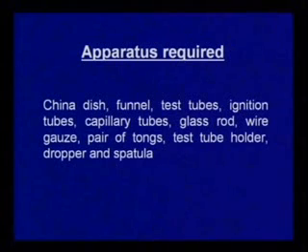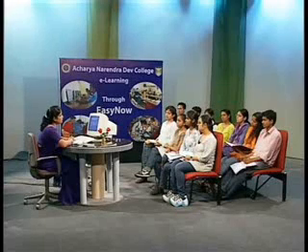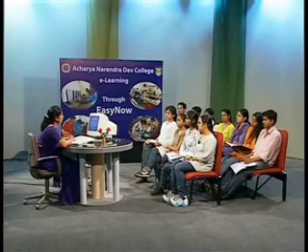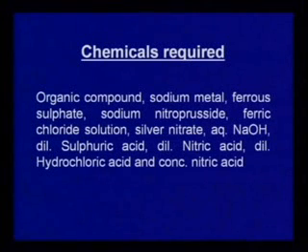Now the apparatus required, as you can see: china dish, funnel, test tubes, ignition tubes, capillary tubes, glass rod, wire gauze, pair of tongs, test tube holder, dropper and spatula. And if you want to see the details of the procedure, you can go through the lab demo. Then the chemicals required. The first is the organic compound whose extra element is to be determined. Then all the reagents which we have used in the tests.